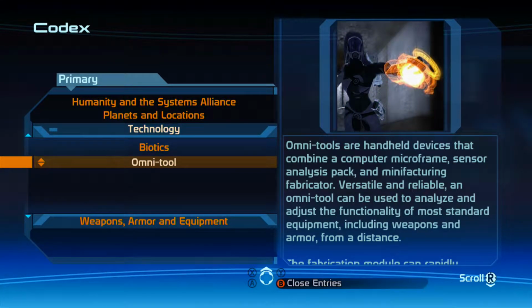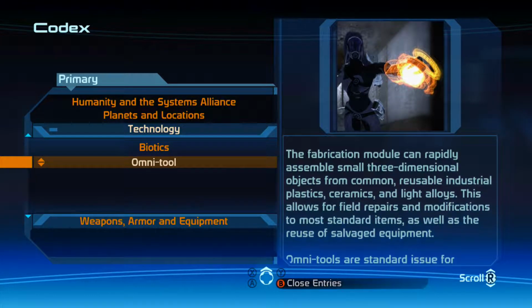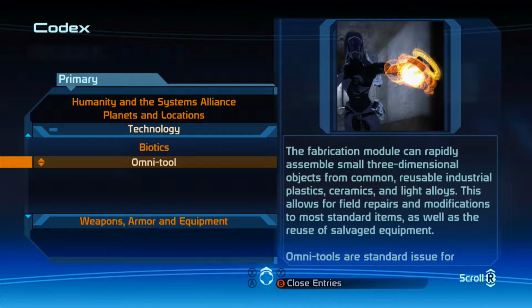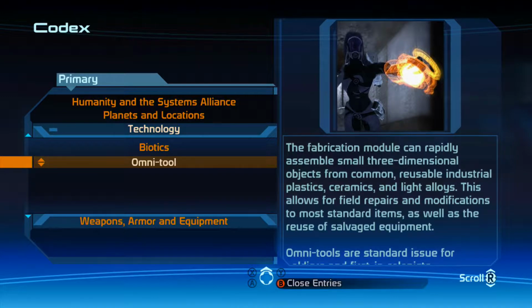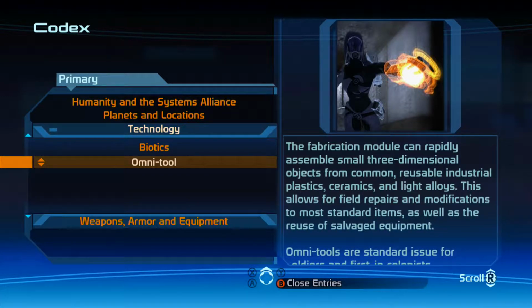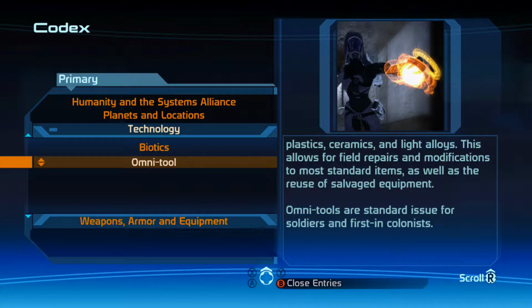Biotic. Omni tools are handheld devices that combine a computer microframe, sensor analysis pack, and manufacturing fabricator. Versatile and reliable, an Omni tool can be used to analyze and adjust the functionality of most standard equipment, including weapons and armor, from a distance. The fabrication module can rapidly assemble small three-dimensional objects from common reusable industrial plastics, ceramics, and light alloys. This allows for field repairs and modifications to most standard items, as well as the reuse of salvaged equipment. Omni tools are standard issue for soldiers and first-in colonists.